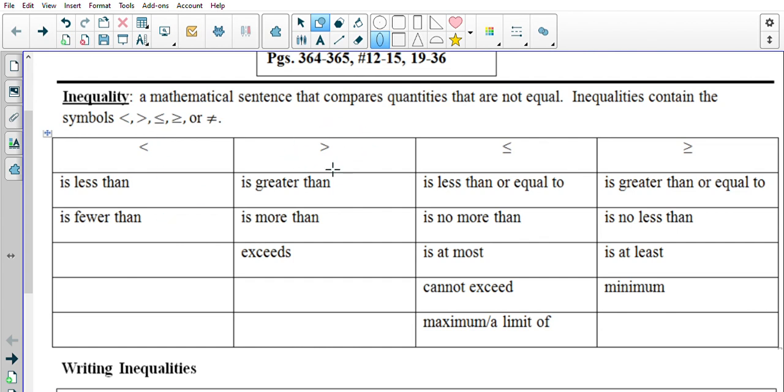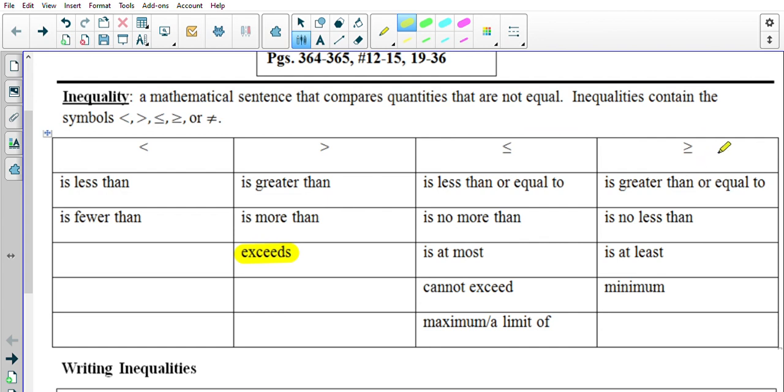The greater than symbol does not look like an L. It's a backwards L, so that's one way you can remember this. It's is greater than. We also use the phrase is more than, and we even sometimes see the phrase exceeds. I'm going to highlight the ones that students struggle the most with. Exceeds also represents greater than, because if we say something exceeds something else, it means it has to be greater than that value.